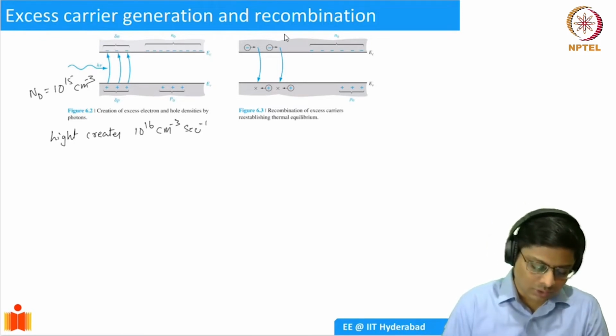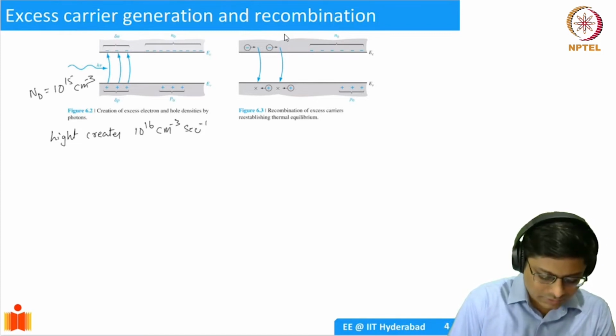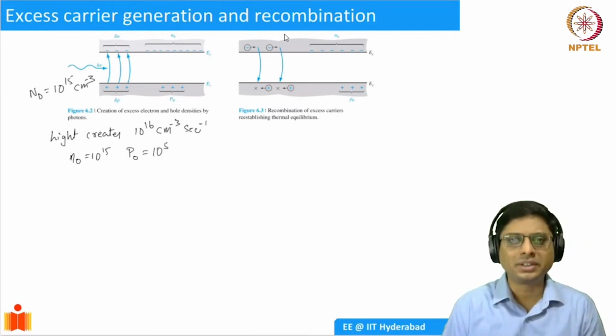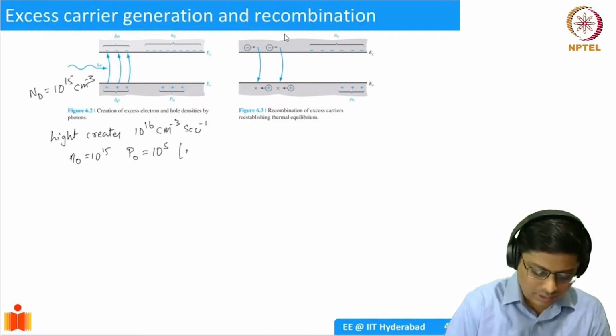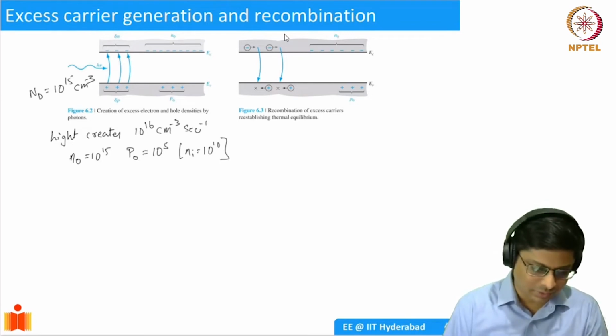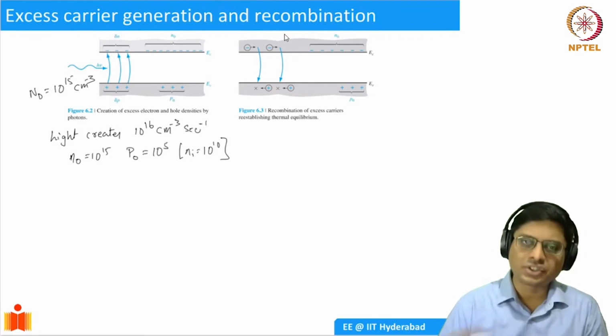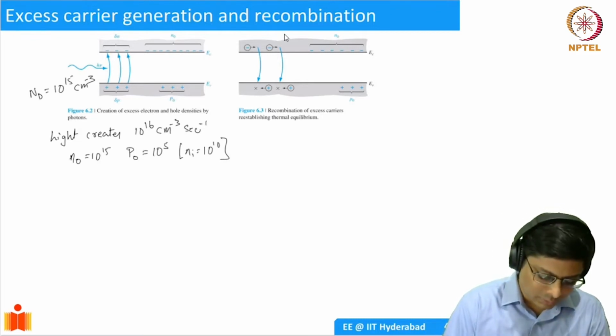We started out with N0 of 10 power 15 and P0 of 10 power 5, right? By this point, you should be comfortable with how to get this. I'm assuming that Ni is 10 power 10, which is enough for me to do the calculations right now. Now when I shine light, I'm introducing 10 power 16 electron hole pairs. So after the second, how many electron hole pairs would be there?